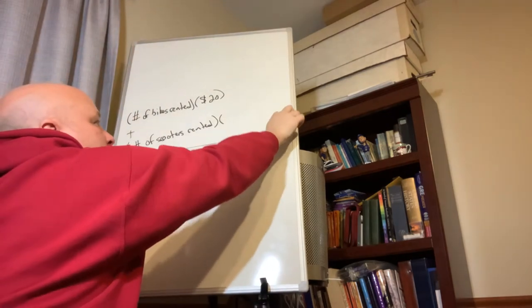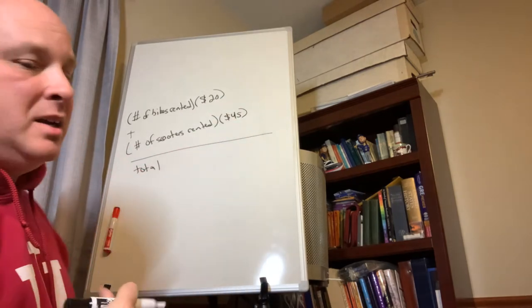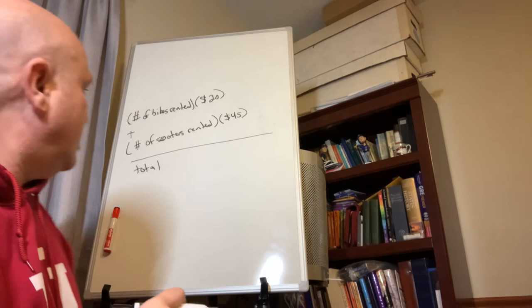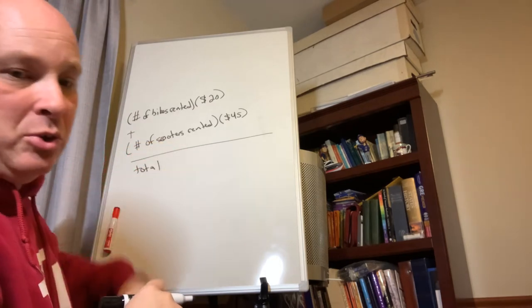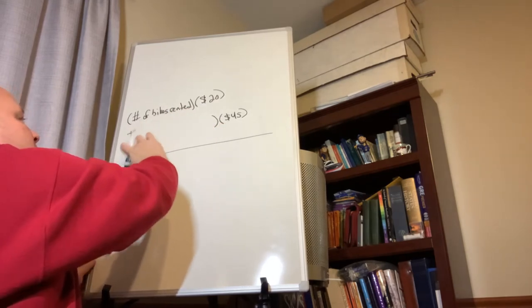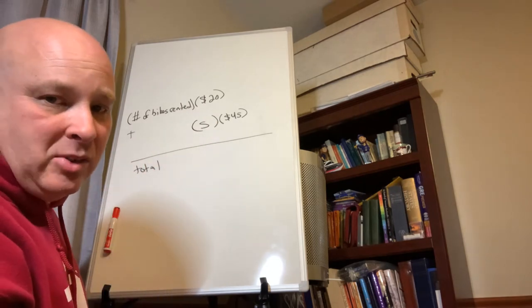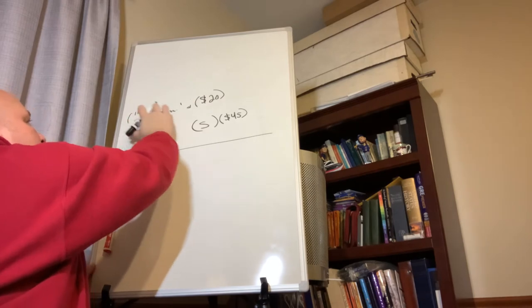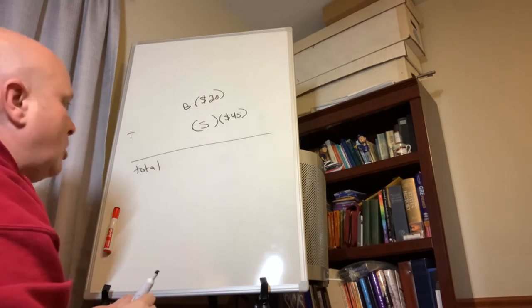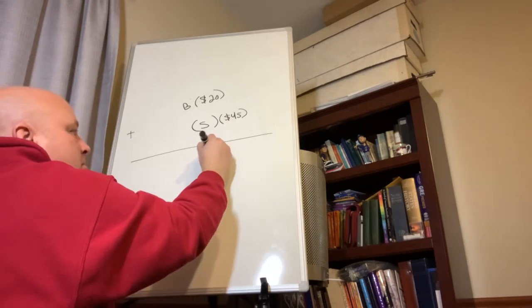So the cost per scooter is $45, okay? Do we know how many scooters were rented? No, we don't. So I'm going to replace number of scooters rented with the letter S, okay? And the number of bikes rented, I'm going to replace with a B. Okay, and we know that our total was $2,125.